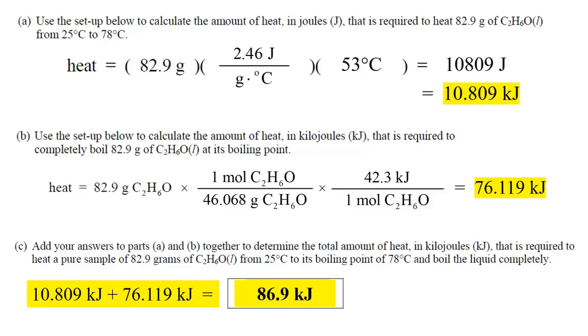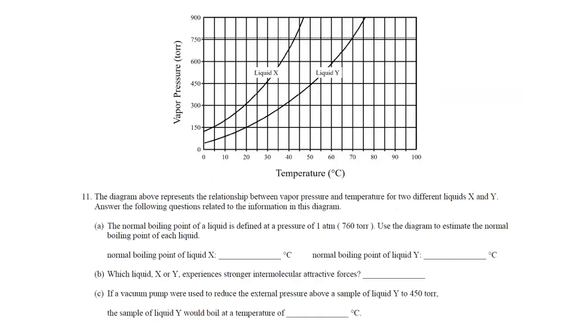Now, as we move on to our next question in the practice quiz, this is question 11. We are given a vapor pressure and temperature diagram. Let's go ahead and take a look at the details of question 11. So in question 11, it says, the diagram above represents the relationship between vapor pressure. We can see vapor pressure is on the y-axis, and temperature on the x-axis, for two different liquids, X and Y. Answer the following questions related to the information in the diagram.